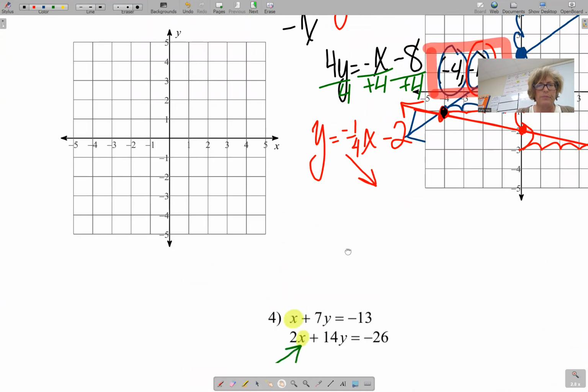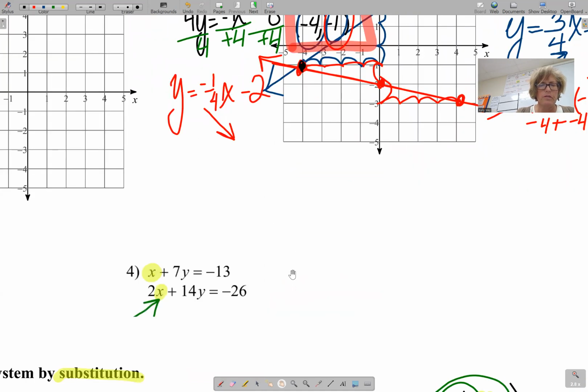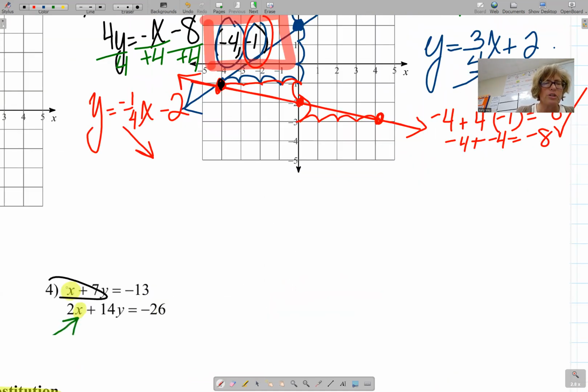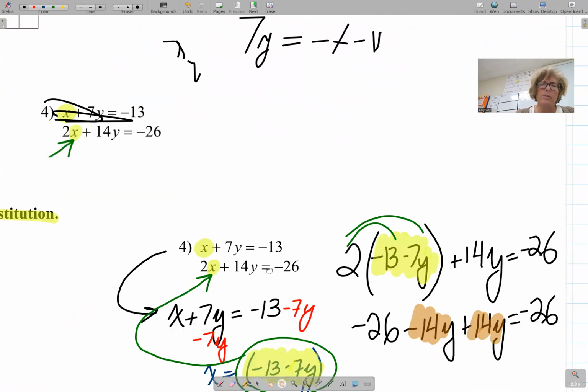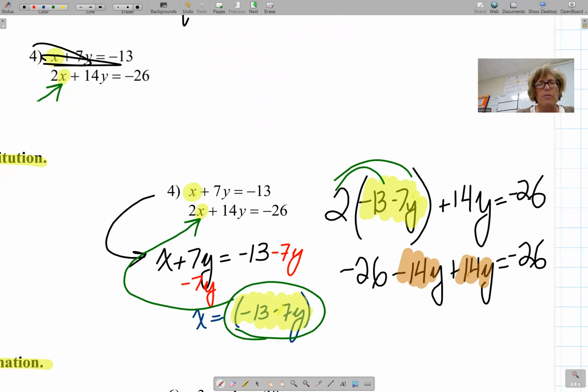Use this graph here. Just full space. All right, so let's change this to y equals mx plus b. So I'm going to have 7y, it's going to be negative x minus 13. Don't know why that's not turning out very well, but we'll take a look here. Let me just come down here. You can see if you divide everything by 2 here, you see it's the same line.